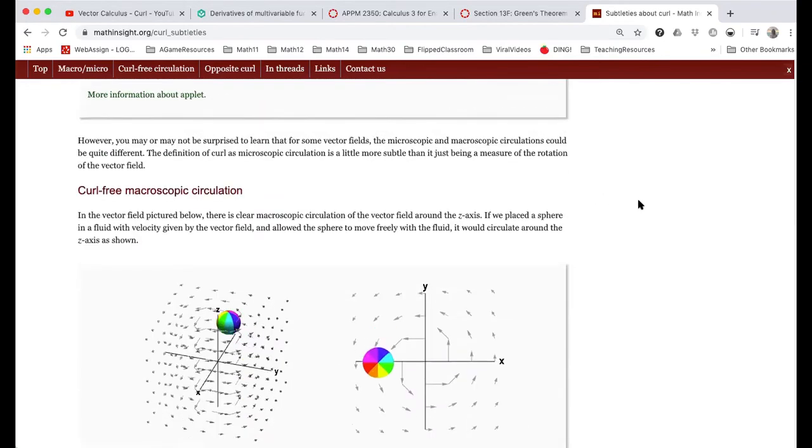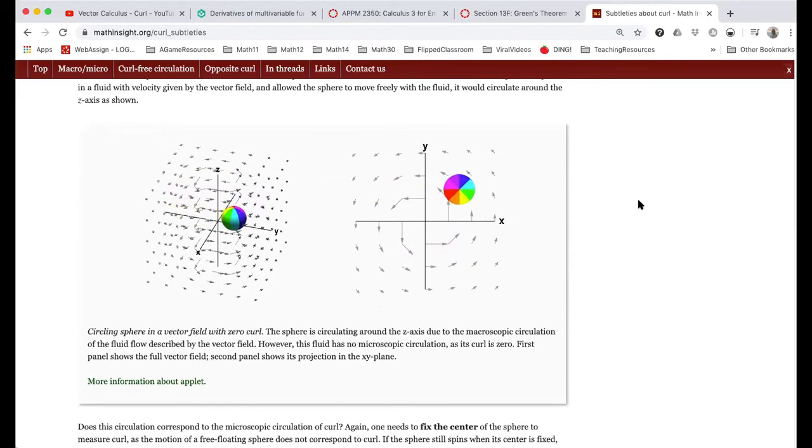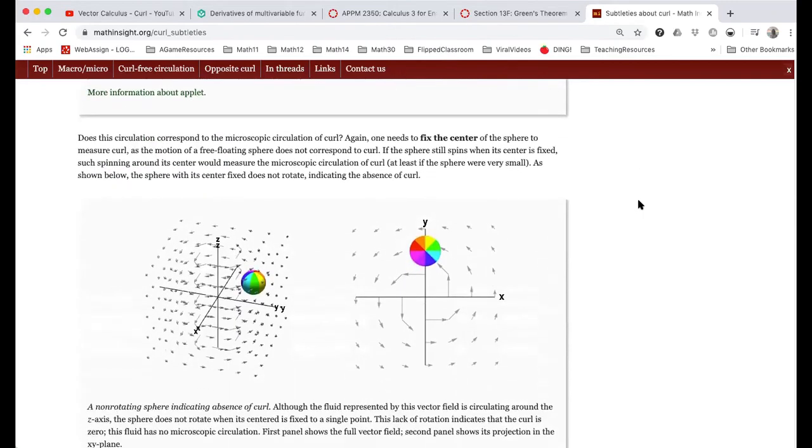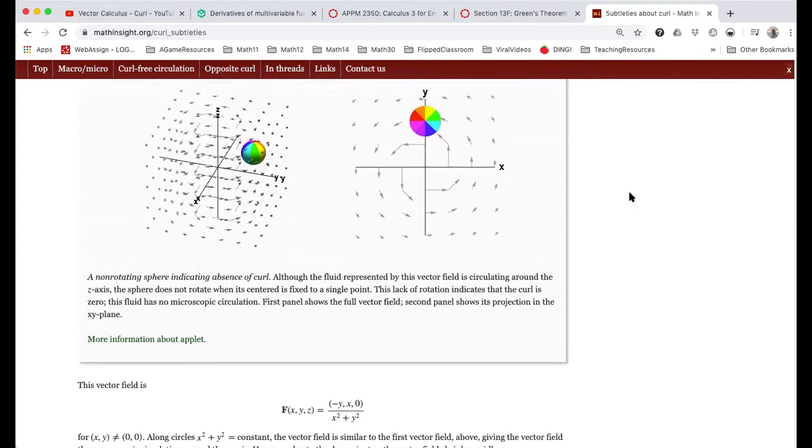So let's look at what happens. This is an interesting one. Again, I have macroscopic rotation here if I just let my spheres and the little ball flow. But now if I pin it down in this particular vector field, and I think I can pull up, yeah, what the vector field is for you here. So I'm pinning it down, and this vector field is listed here. This is not an error on the applet. These are actually not rotating anymore. And you may be saying, wait, how is that possible?